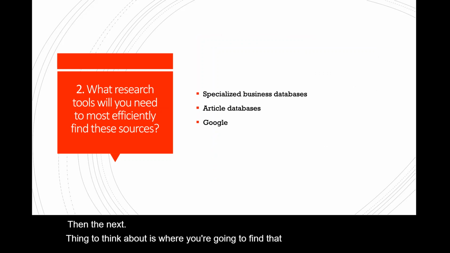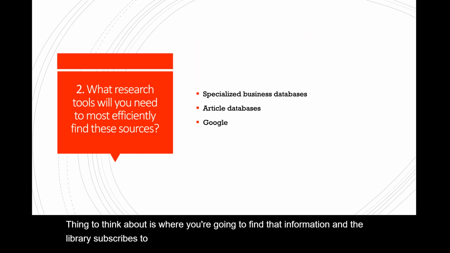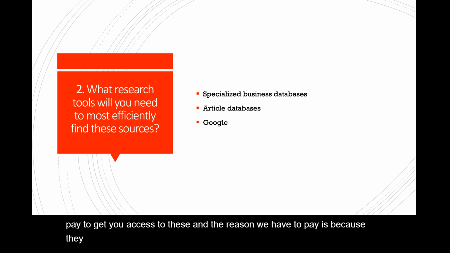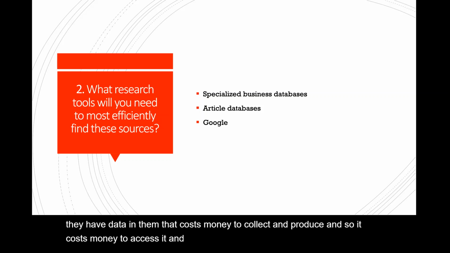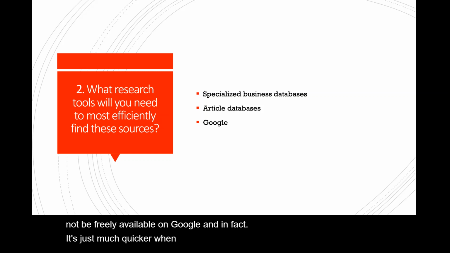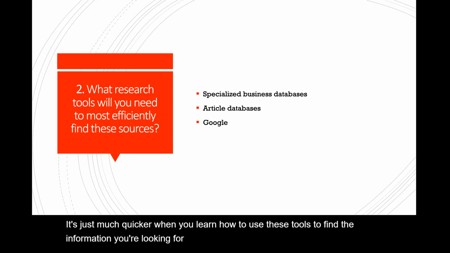The library subscribes to, meaning we pay for, specialized business databases. So we pay to get you access to these. The reason we have to pay is because they have data in them that costs money to collect and produce, and so it costs money to access it. That means this is the type of stuff that may not be freely available on Google. In fact, it's much quicker when you learn how to use these tools to find the information you're looking for, because often you can't even find it in Google, no matter how hard you look.